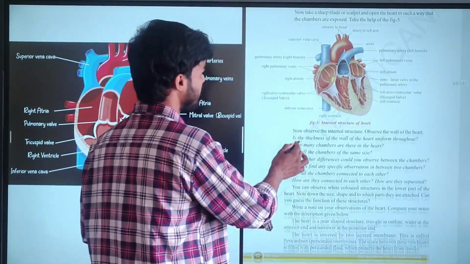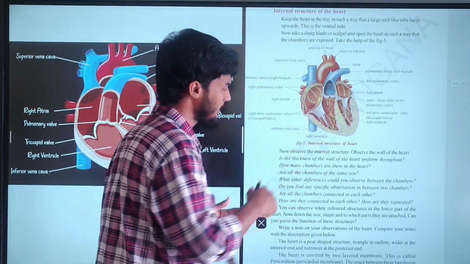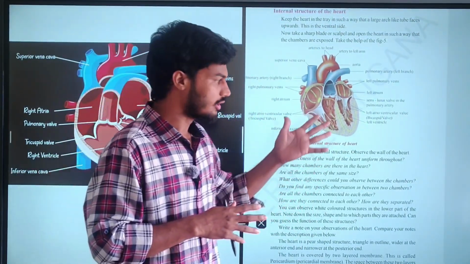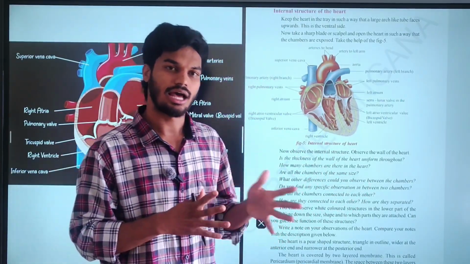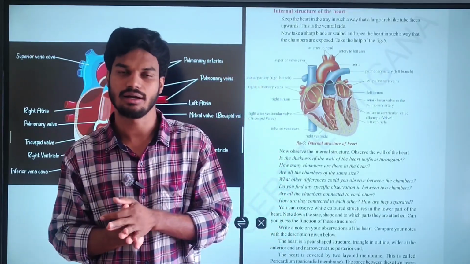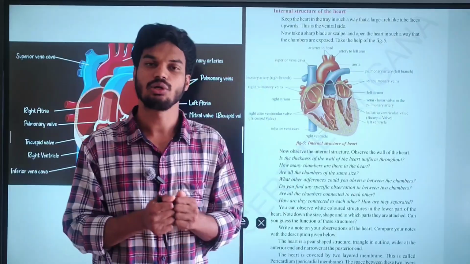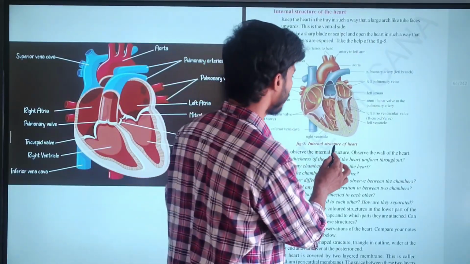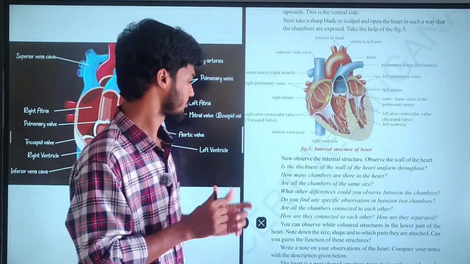Today we are going to discuss the internal structure of the heart. Look, guys, this is the internal structure of the heart. In the last class, we saw in the lab activity the cutting section of the goat mammalian heart. The goat heart and human heart are similar to each other. So, this is the internal structure of the heart.